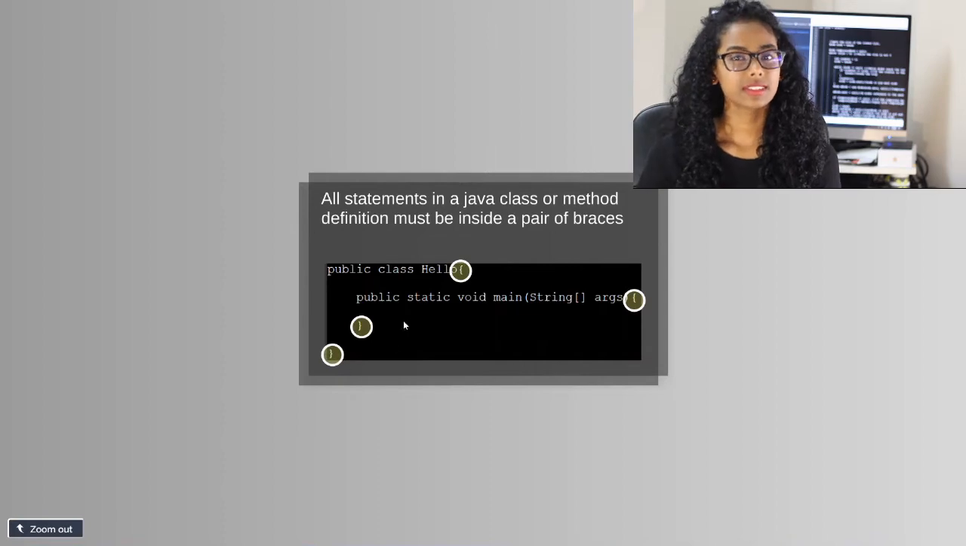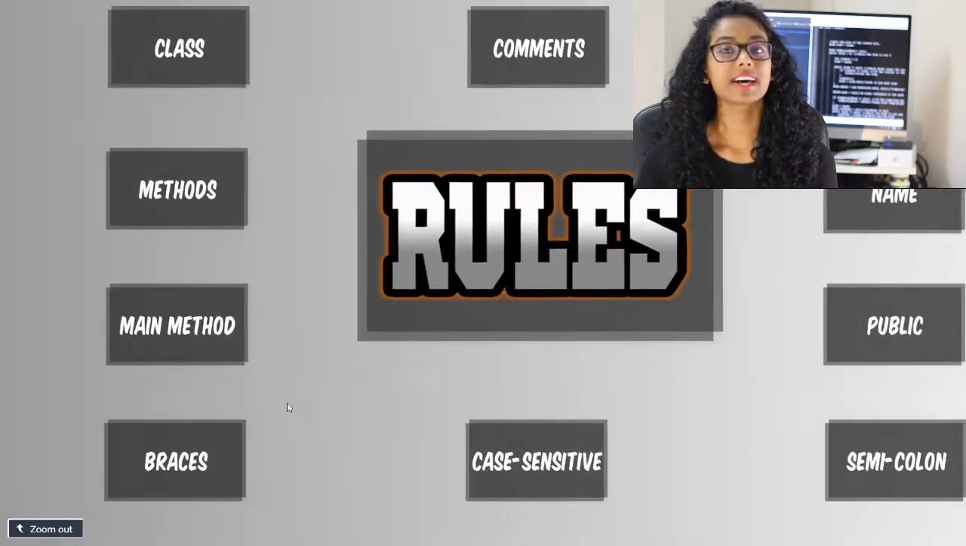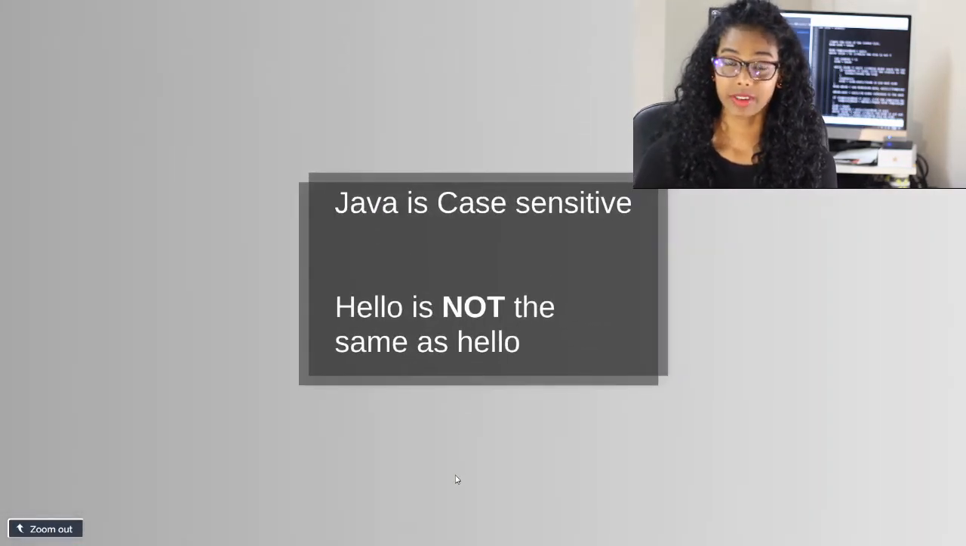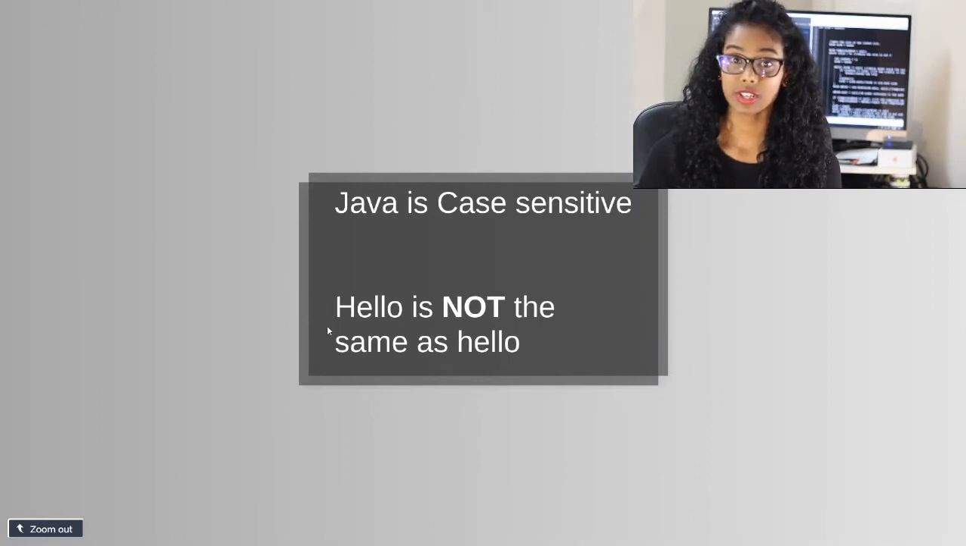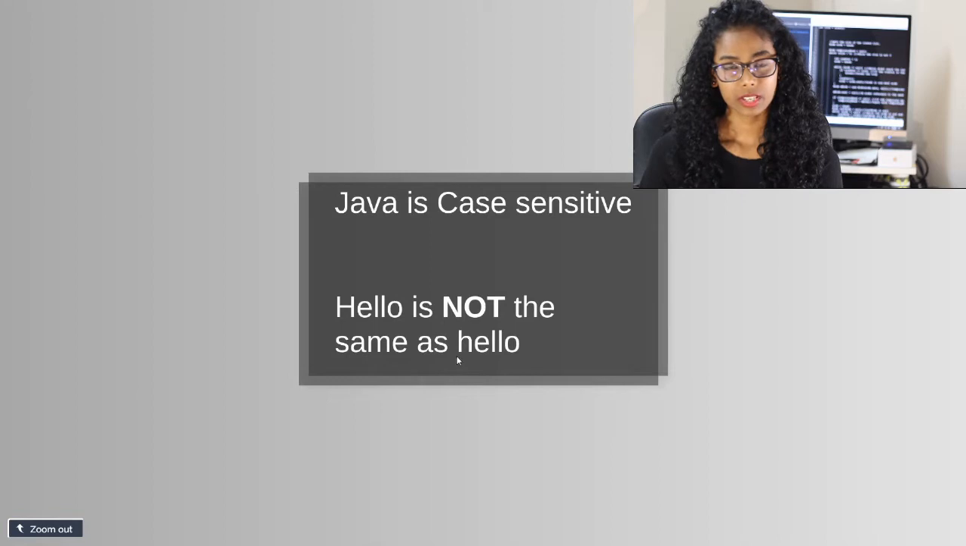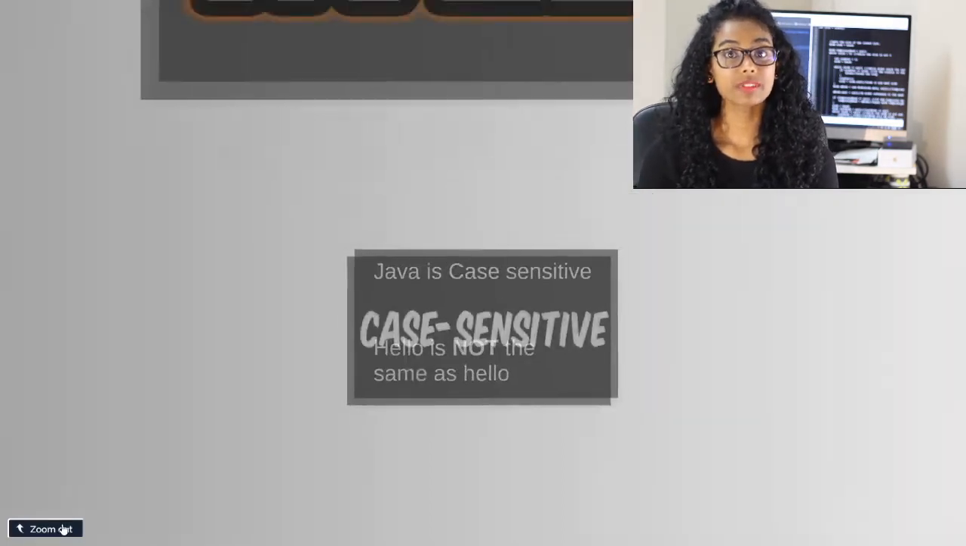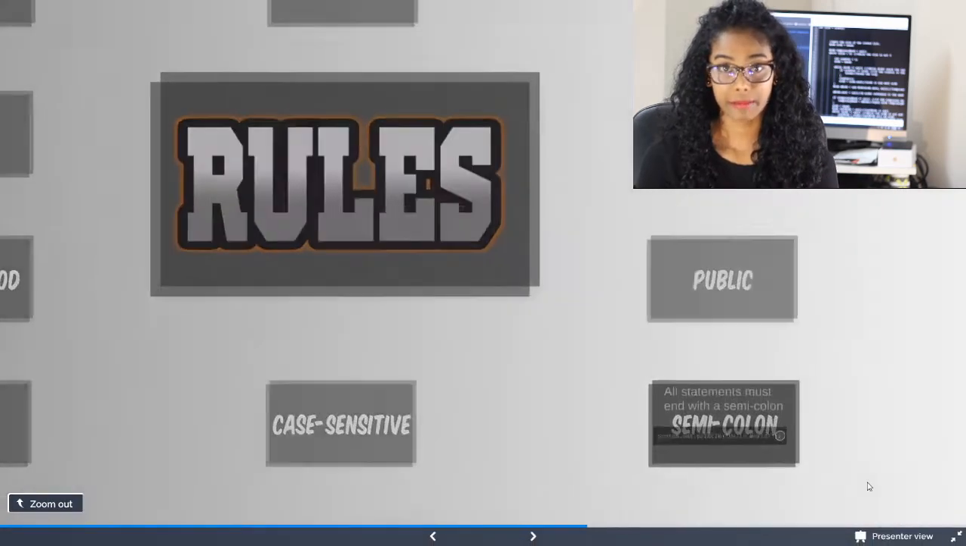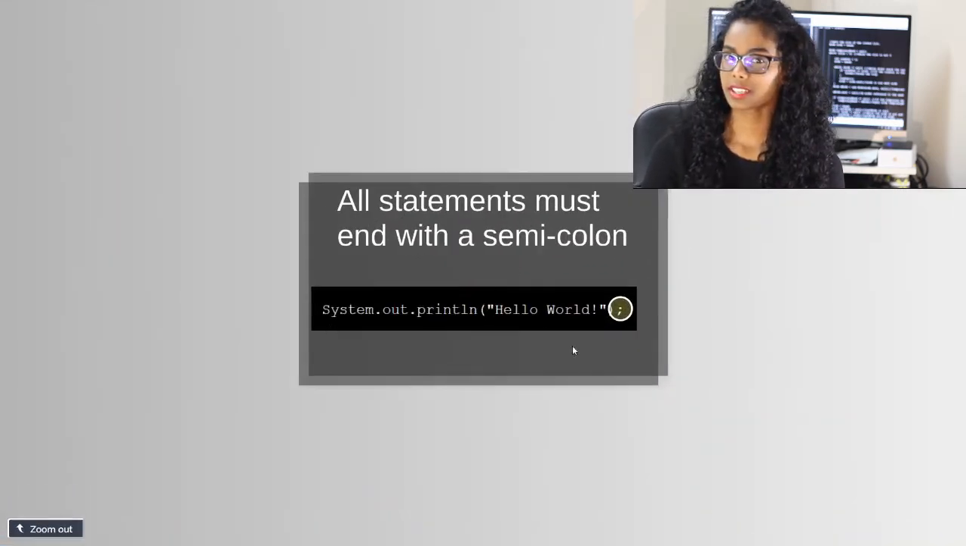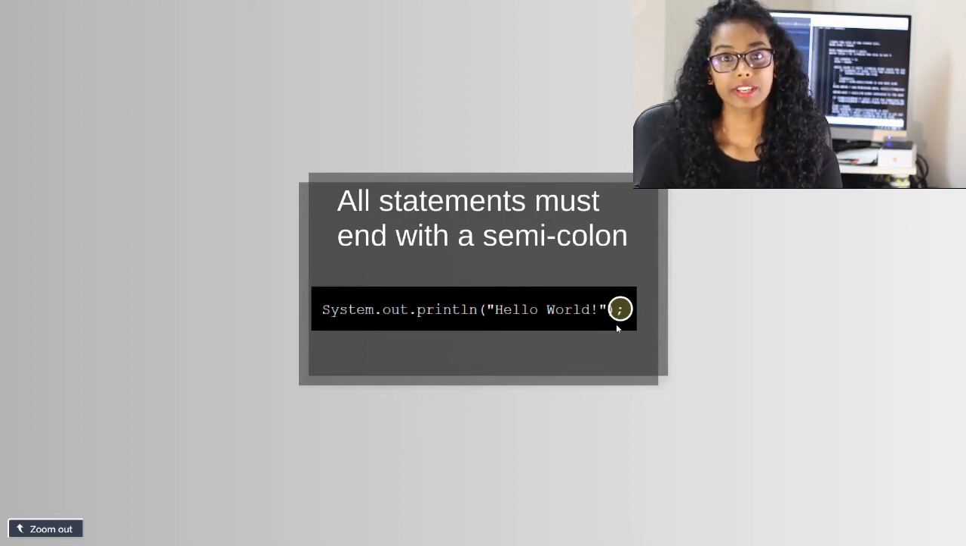Number 5, this is a really important rule, is that Java is case sensitive, meaning that the capitalization of different letters make the word mean different things. For example, hello with an uppercase H and hello with a lowercase h mean two different things. Number 6 is that all Java statements must end with a semicolon. As you can see here, the statement that prints hello world ends with a semicolon.